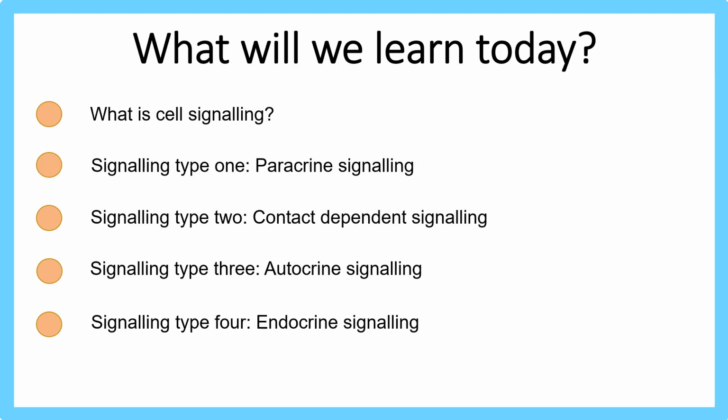So what will we learn today? Today we aim to learn what is cell signaling, and we're going to divide each of the types of signaling pathways with examples to help support your learning. The first type of signaling pathway is paracrine signaling. The second type is contact dependent. The third type is autocrine, and the fourth type is endocrine.